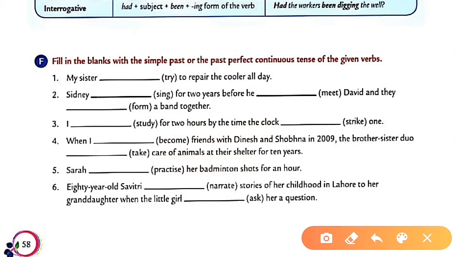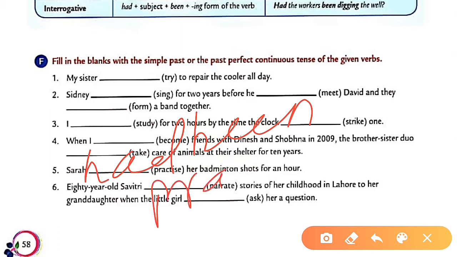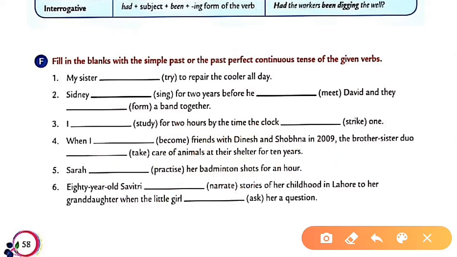Number five. Sarah had been practicing her badminton shots for an hour. Since it is a particular period of time, Sarah had been practicing.